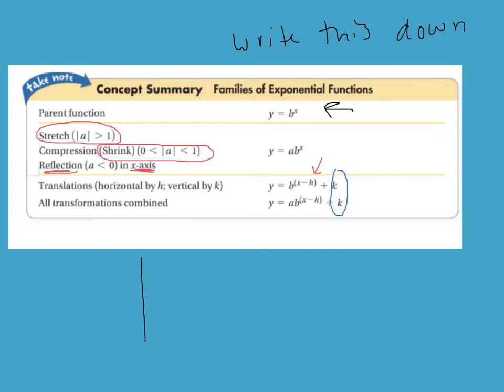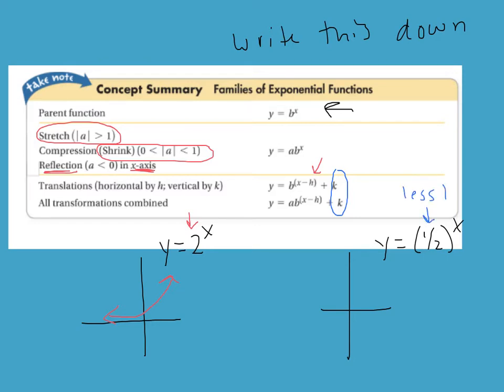Now, one thing to make perfectly clear is when I have two graphs, a parent function, depending on what b is, if I have 2 to the x compared to 1/2 to the x, if b is going to be a whole number, like a number on your number line, 2, 3, 4, things like that, it's going to have the shape like this somehow. Now, if b is less than 1, then it's going to have a reflection over the y-axis. It's going to flip it. I would make sure to write that down as a reference. If b is less than 1, it's going to be reflection over the y-axis.